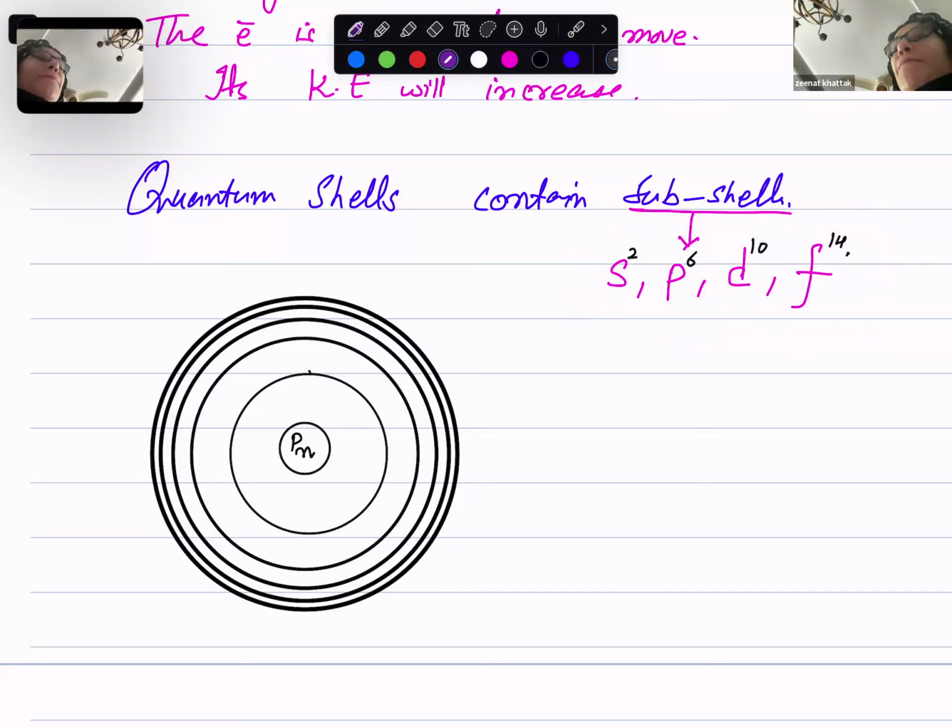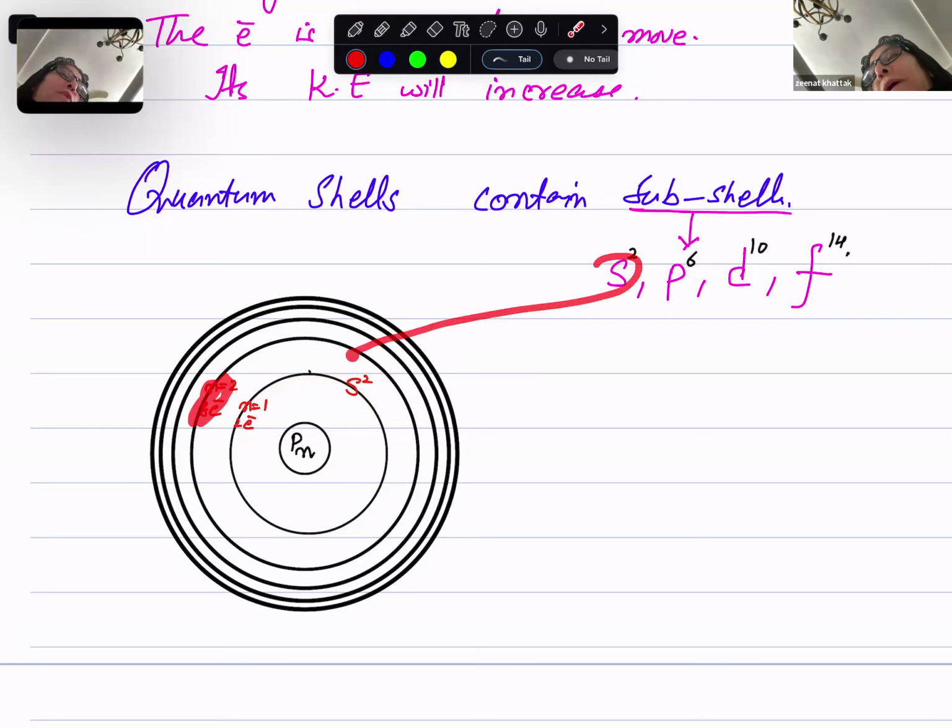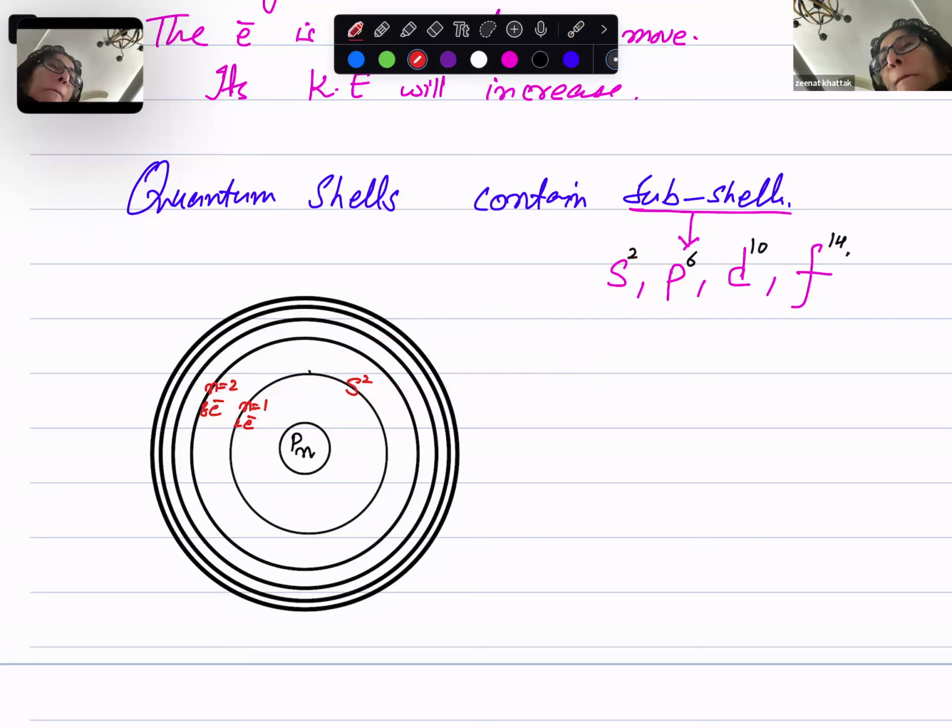Now, this is s. How many electrons are there in the first shell? Just 2. And the 2 electrons both are in s. How many electrons are in the second shell? 8 electrons. In the first shell, just s. For 8 electrons, one s and one p: 2 electrons in s, 6 electrons in p.